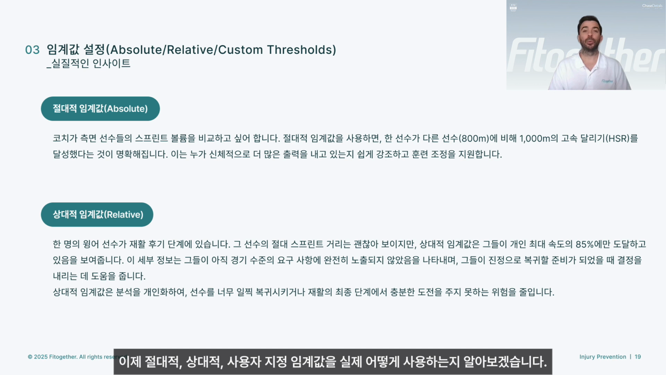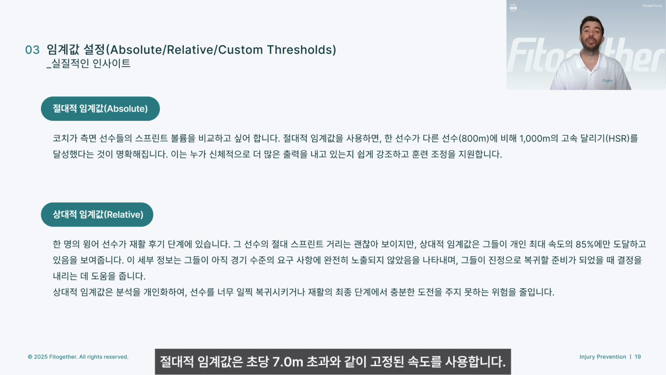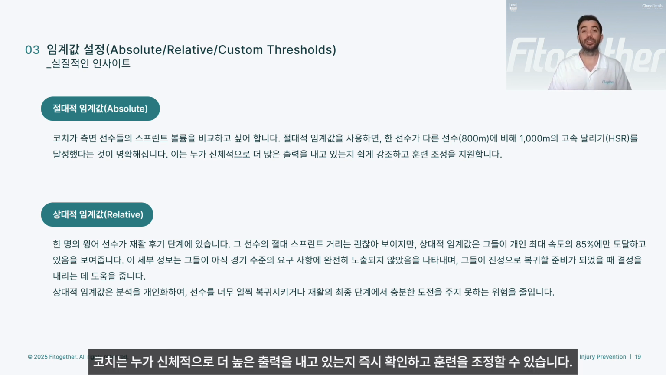Now that we've looked at what absolute, relative, and custom thresholds are, let's explore what they actually look like in practice. Starting with absolute thresholds, these use fixed speed bands, such as greater than 7.0 meters per second. A good example is when a coach asks for a simple comparison between wide players. One player has covered 1,000 meters of high-speed running, another has covered 800. Straight away, the coach can see who is physically outputting more and can adapt training accordingly.